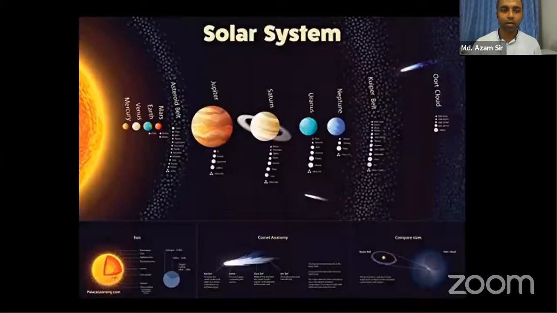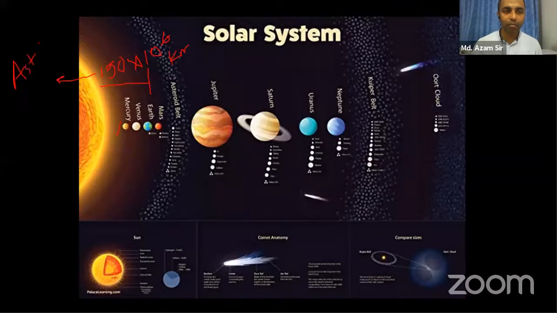Let me tell you, before actually teaching this, Mercury is the closest one, and Earth is at a distance of approximately 150 million kilometers from the Sun. This 150 million kilometers is called the astronomical unit. So if I say one astronomical unit, 1 AU, that indicates 150 million kilometers.